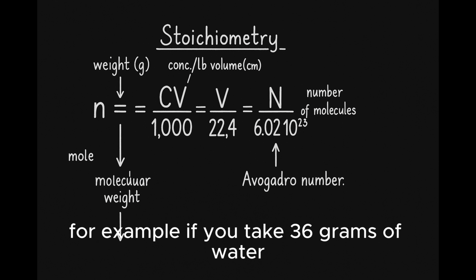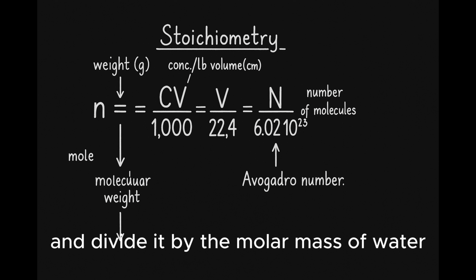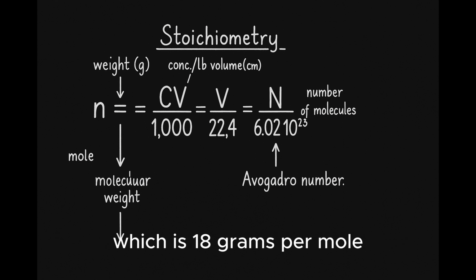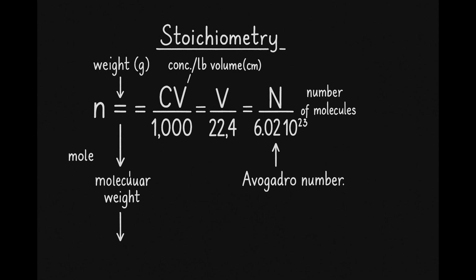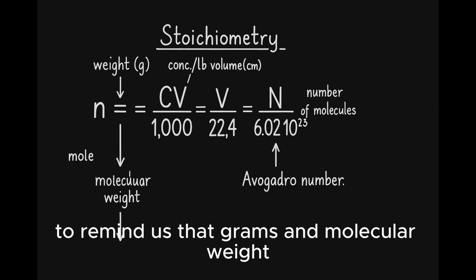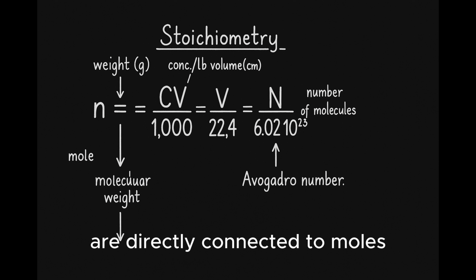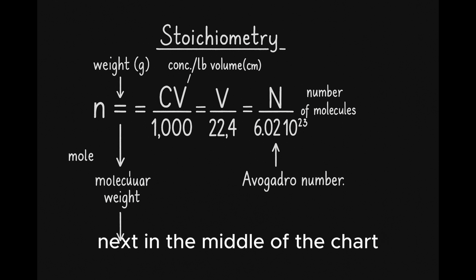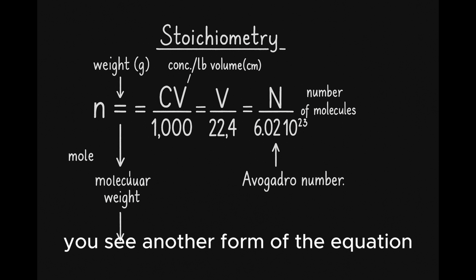For example, if you take 36 grams of water and divide it by the molar mass of water, which is 18 grams per mole, the result is 2 moles. This arrow in the diagram is pointing downward to remind us that grams and molecular weight are directly connected to moles. Next, in the middle of the chart, you see another form of the equation.